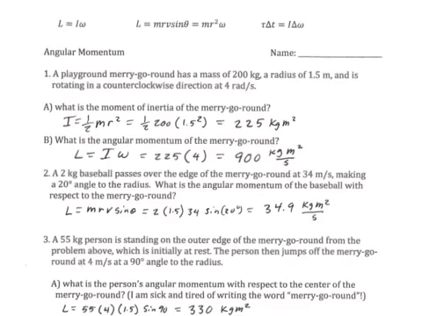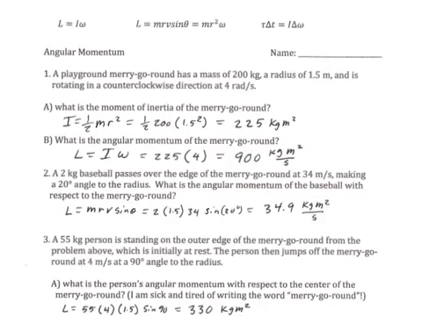Ugh. So, number 2. Now this one's kind of weird. A baseball is going in a straight path, and it passes over the merry-go-round at 34 meters per second, making a 20-degree angle to the radius of it. So I want to know, what is the angular momentum of the baseball?